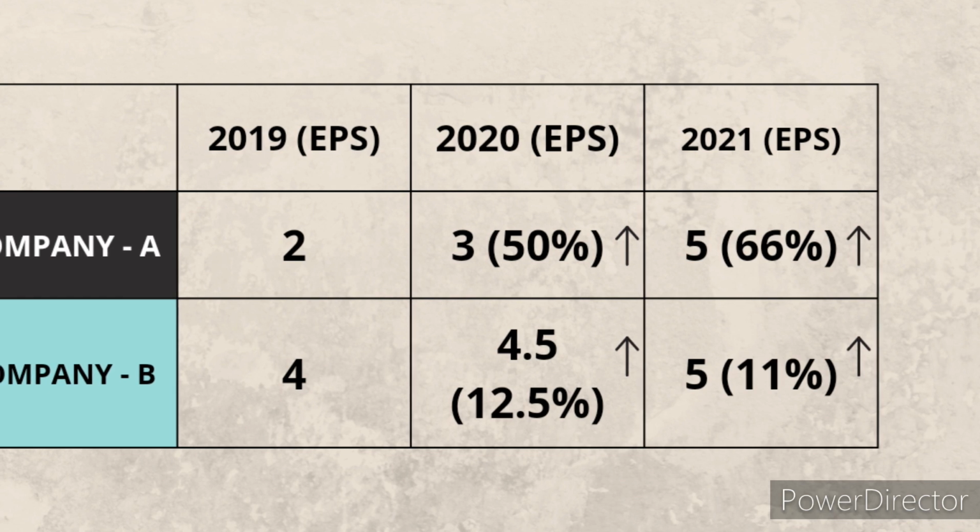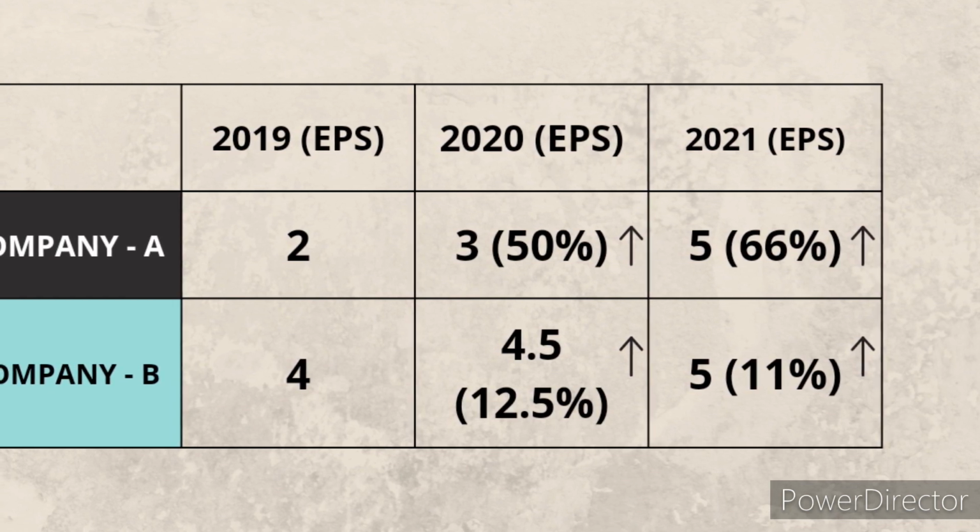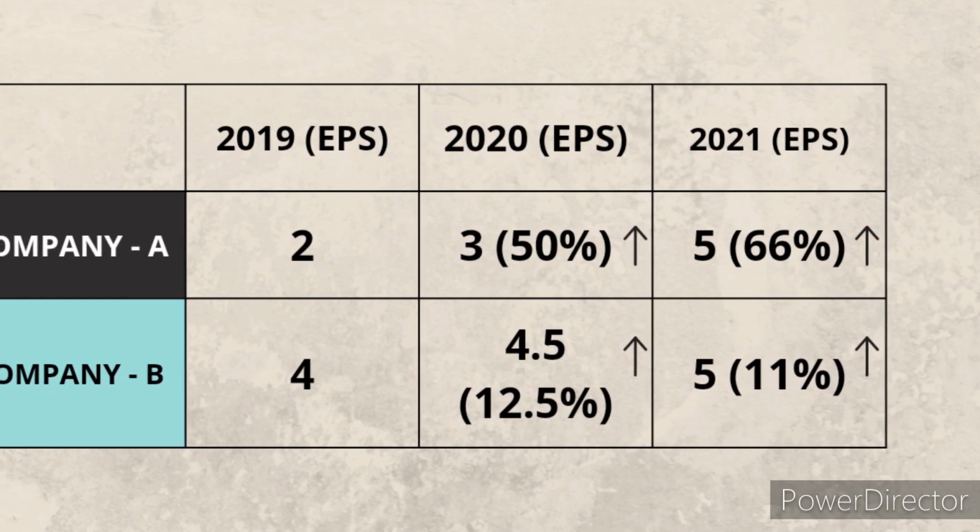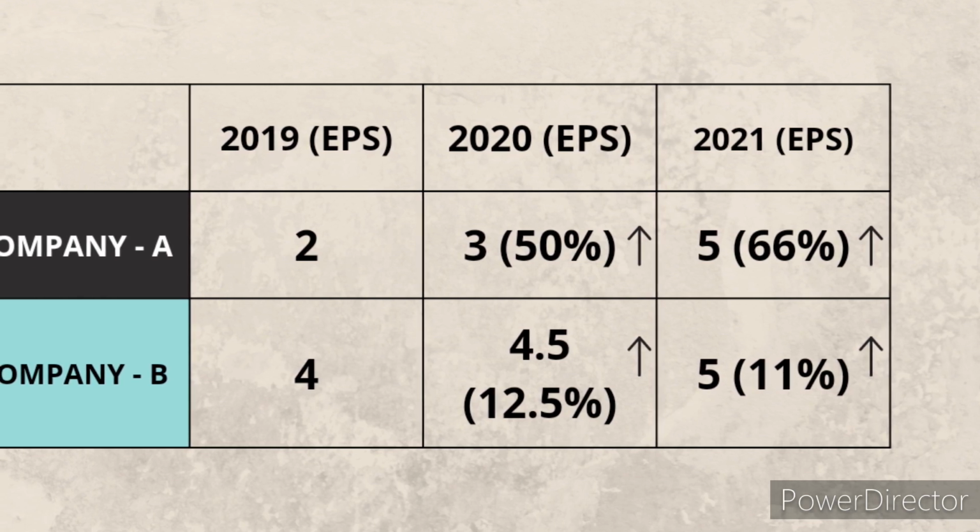Now I will put some more data of company A and company B on your screen. You can see the earnings per share of company A and company B for the last 3 years.